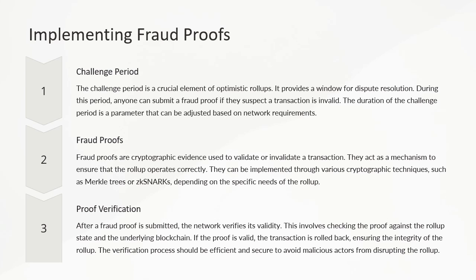Fraud proofs are cryptographic evidence used to validate or invalidate a transaction. After a fraud proof is submitted, the network verifies its validity against the rollup state and the underlying blockchain. If the proof is valid, the transaction is rolled back, ensuring the rollup's integrity.